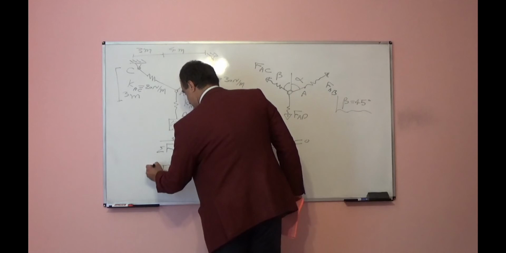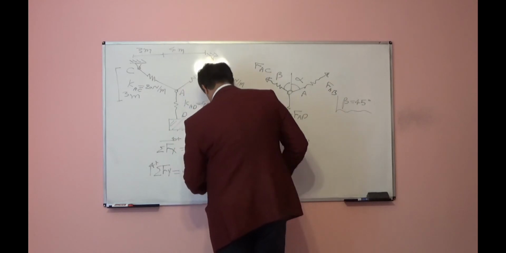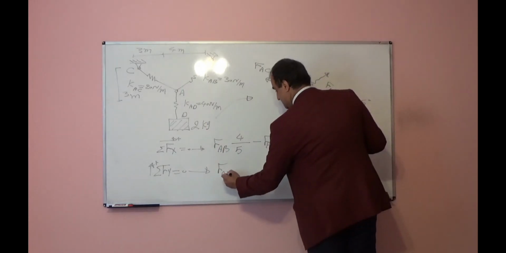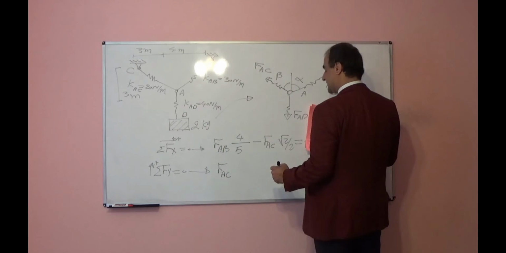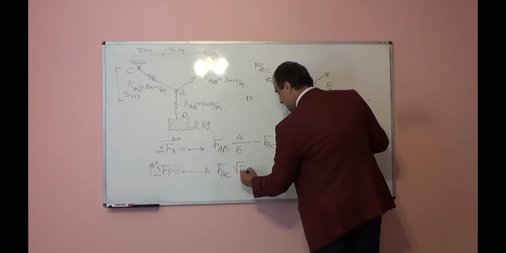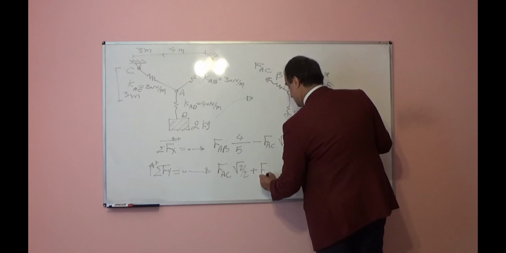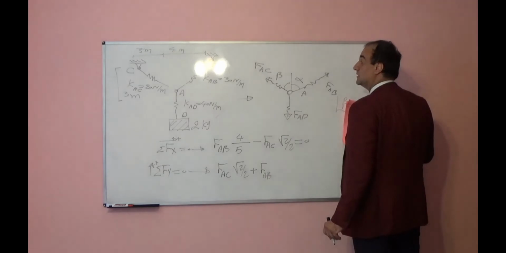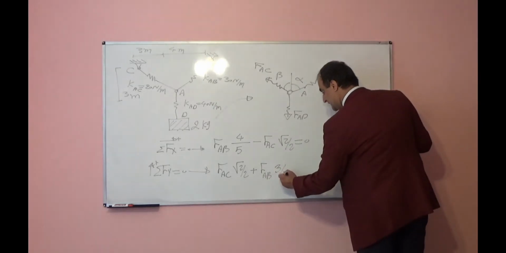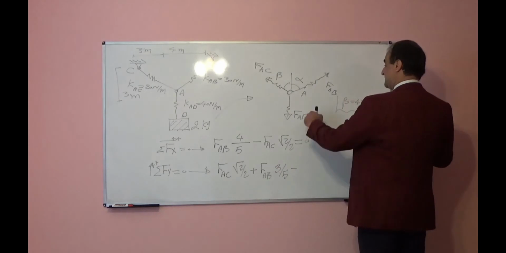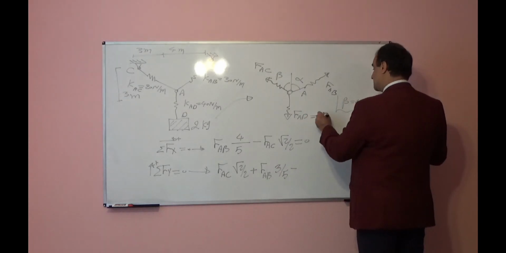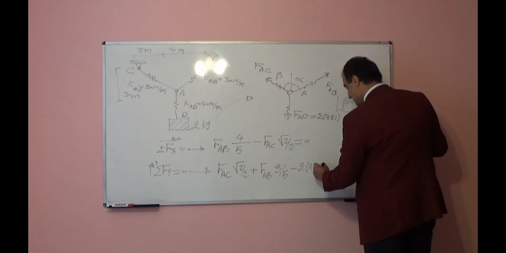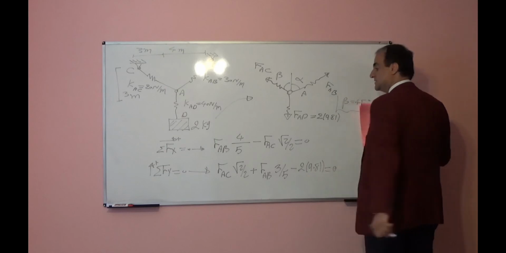Summation of forces in the vertical direction is equal to 0. From there we can write FAC times cosine of beta, square root of 2 over 2, plus FAB times cosine of alpha, that will be 3/5, minus FAD. FAD is equal to 2 times 9.81. So minus 2 times 9.81 is equal to 0.